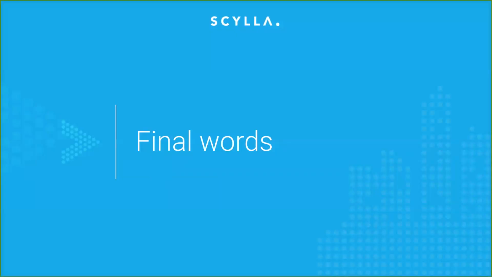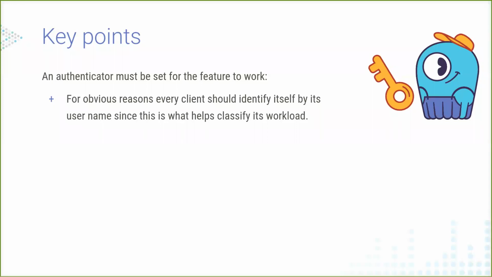So I'll just summarize some key points for workload prioritization. For conclusion, I will go through some highlights and pitfalls regarding workload prioritization and Scylla scheduling. The first thing is that the authenticator must be set for the feature to work. We have to be able to identify the origin of the load in order to prioritize. If we don't know the username, we don't know who is behind the load.